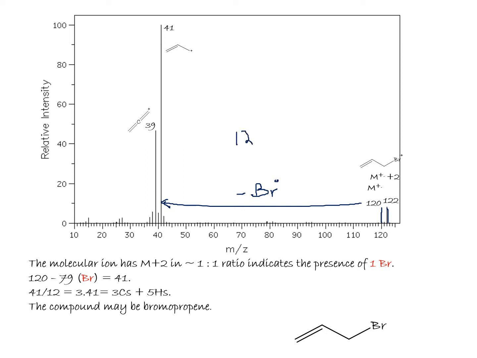120 minus 79 gives 41. So most likely what we have here is 120 minus 79, the remaining is 41, which contains the aliphatic and olefinic part. 41 divided by 12 gives you 3.4, so you have 3 carbon. 3 carbon is 36, 5 makes it 41. So you have C3H5.